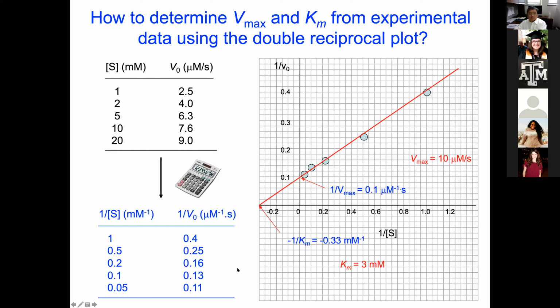Any questions about this double reciprocal plot? Is there any questions? I want to slow down a little so that you can digest this. Okay, if there are no questions, I'll move on.